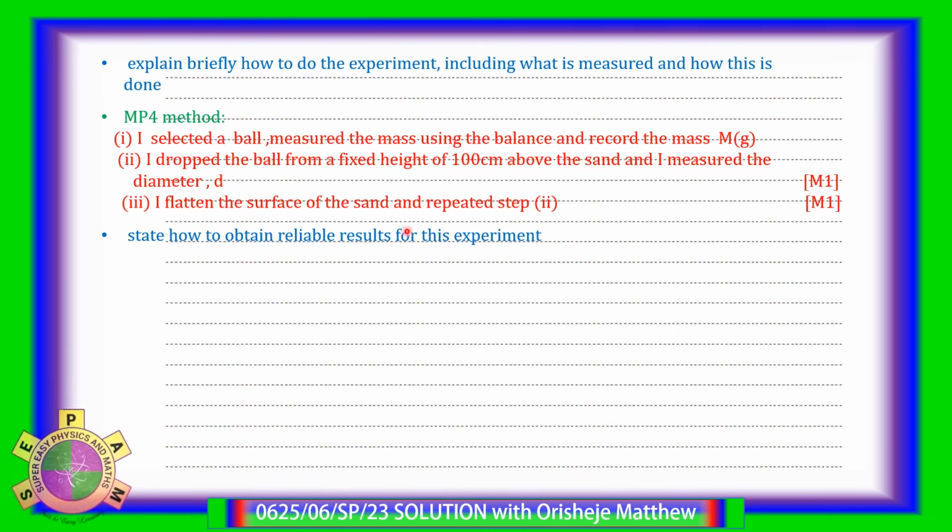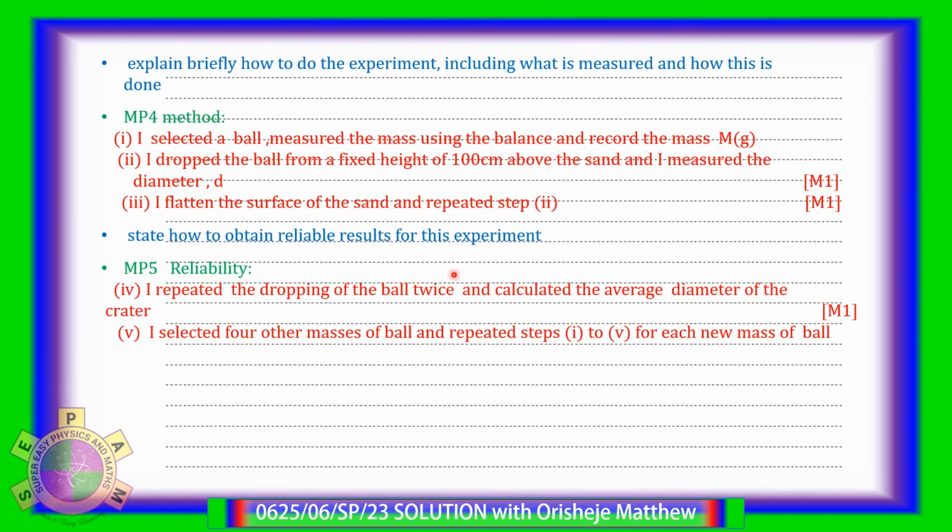So how will you make sure you eliminate error? That's why you repeat it for each mass. Now, I repeated the dropping of the ball twice and calculated the average diameter of the crater that is formed. I selected 4 other masses of ball and repeated the steps for each new mass of ball. So now we have gotten 6 marks.